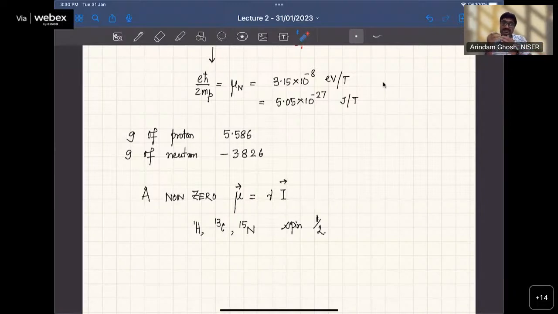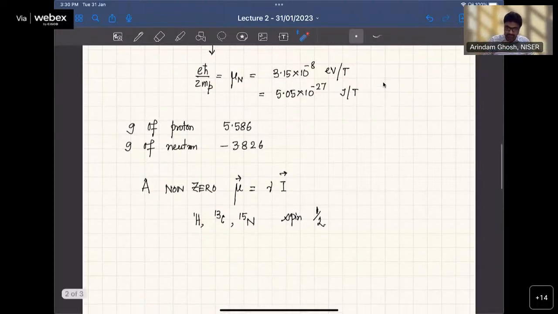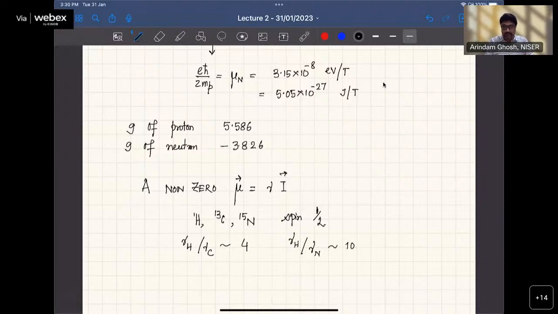Carbon 13 is going to be slightly lower than that, N15 is going to be even lower than that. So roughly speaking, the gamma of H and the gamma of 13C is roughly 4, whereas gamma of H and gamma of N is roughly 10. So that means that although 15N and 1H are both spin half, their magnetic moment, which is important in NMR, is 10 times higher for proton than the nitrogen, and 4 times higher than the carbon.